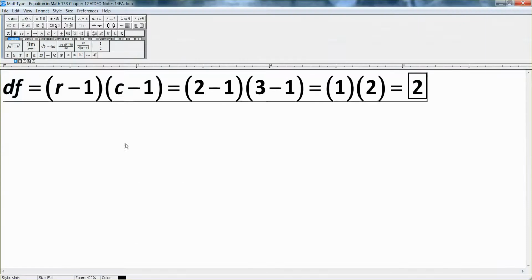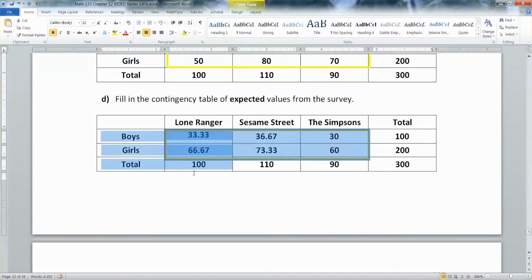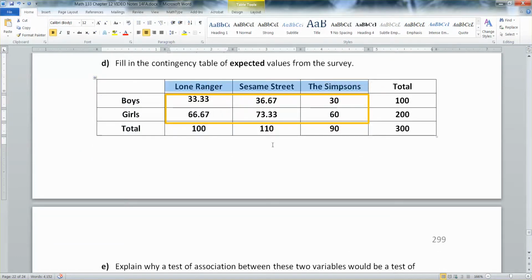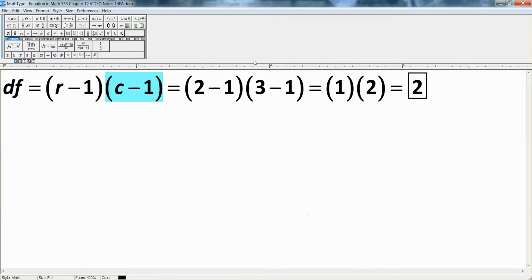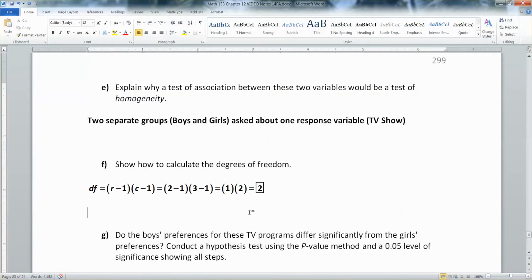All right, the number of rows, take away 1, times the number of columns, take away 1. Well, there's 2 rows for boys and girls, and then there's 3 columns. So that's 2 take away 1 times 3 take away 1. 2 take away 1 is 1. 3 take away 1 is 2. And that gets us 2 for our degrees of freedom. And there's how to calculate it.